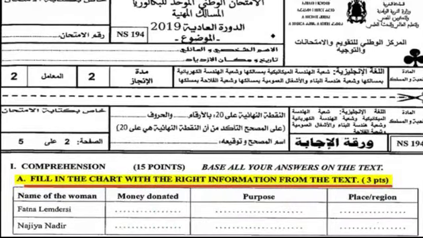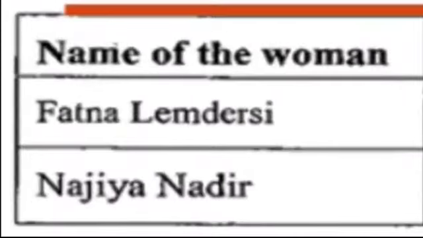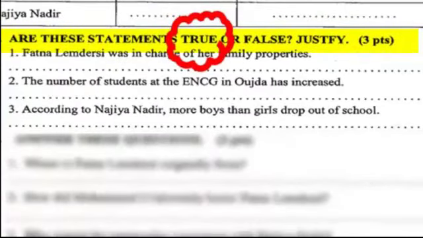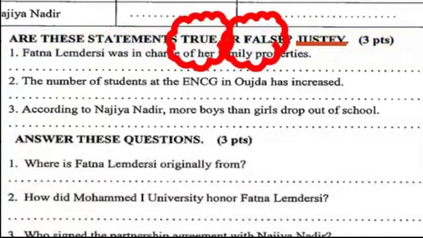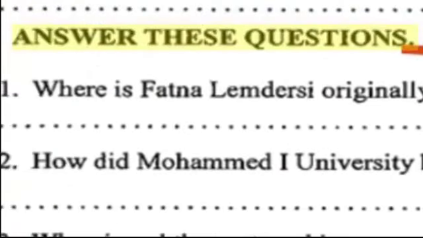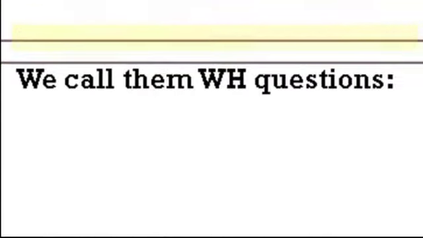This is the chart, the table that you've got, and we have a lot of information in it: number 1, name of the woman; number 2, money donated; number 3, purpose; number 4, place and region. Question B is about true or false, and it's not enough just to write true or false, you have to justify. Now let's go to question C, which is answer these questions. Here we call them WH questions.